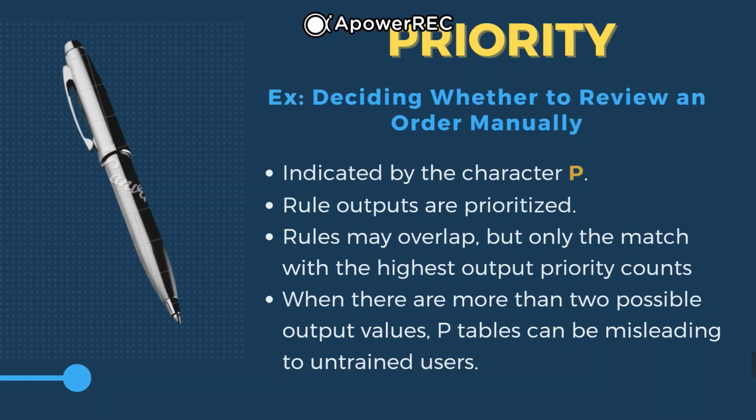The third hit policy, which falls into the single hit policy, is priority, which is represented by the character P. The rule outputs are prioritized and rules may overlap, but only the match with the highest output priority will get counted. Multiple rules can be matched here. The result is the output value with the highest output priority, and when there are more than two possible output values, P tables can be misleading to untrained users.